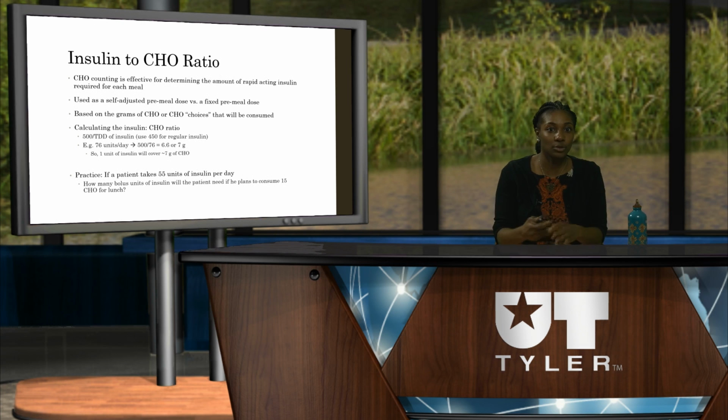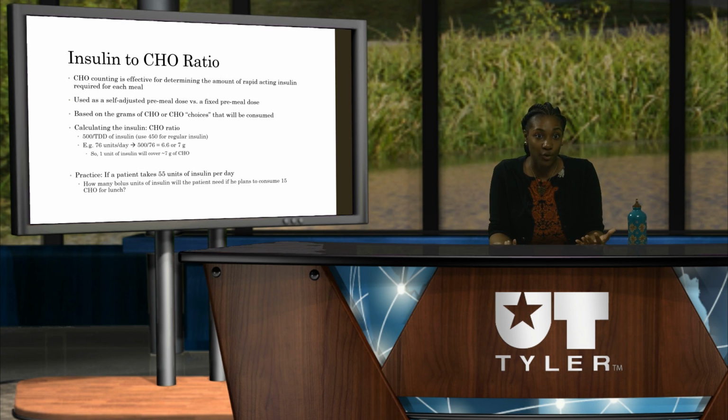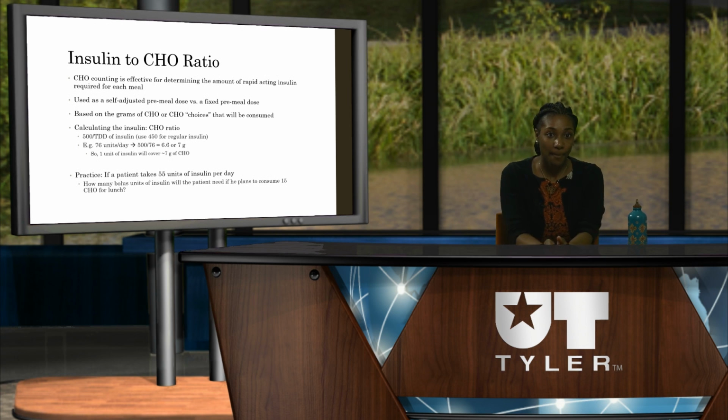And so here is the rule of 500. Similar to the insulin sensitivity factor, if my total daily dose of insulin is 76, as in the example here, 500 divided by 76 is going to give me 6.6 or 7 grams. So 1 unit of insulin will cover 7 grams of carbohydrates. So if I'm eating 14 grams of carbohydrates in my meal, I know that I need 2 units of insulin to cover that meal.